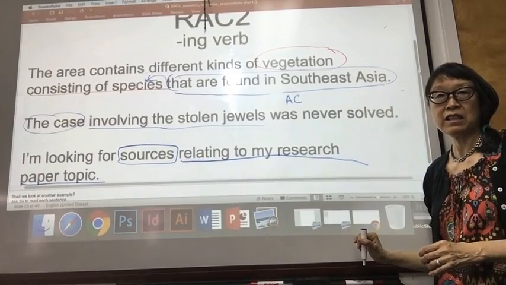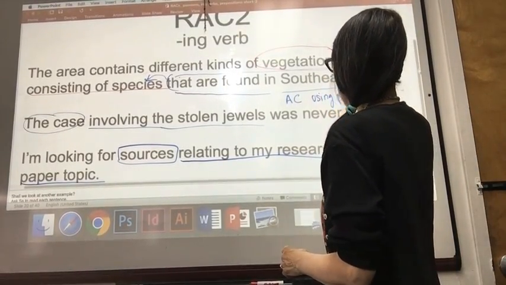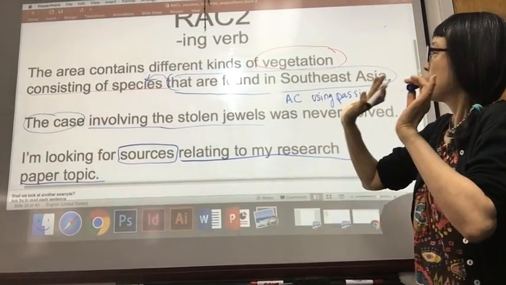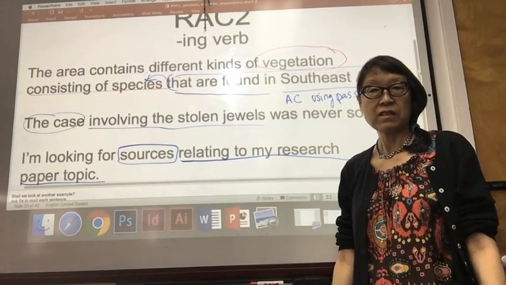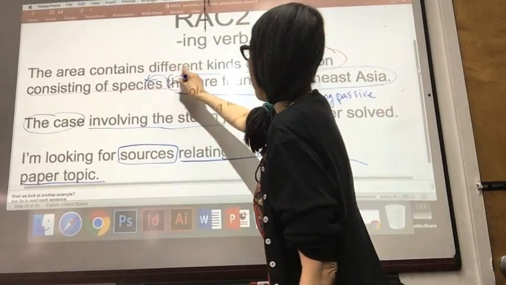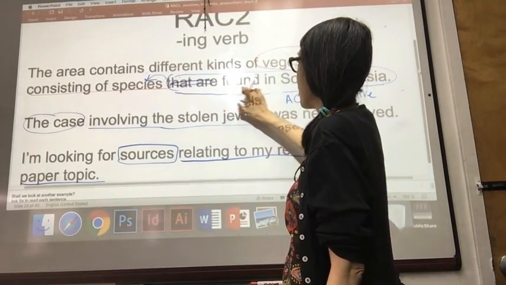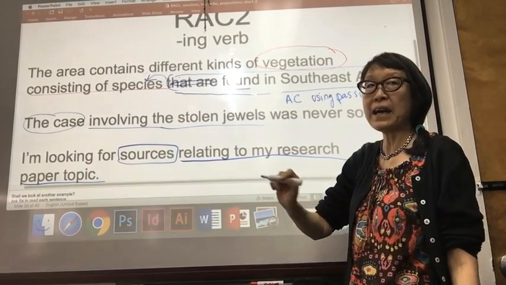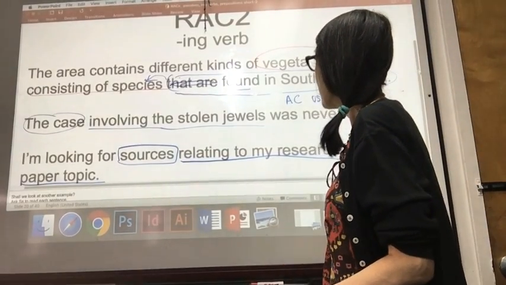Is it an ing? Passive. Okay, it's an adjective clause using the passive form of the verb. How can we make this a reduced adjective clause? We can take out that are. Okay, take out that and take out the helping verb, and now we just have what? What was this called again? Past participle. Everyone, past participle.